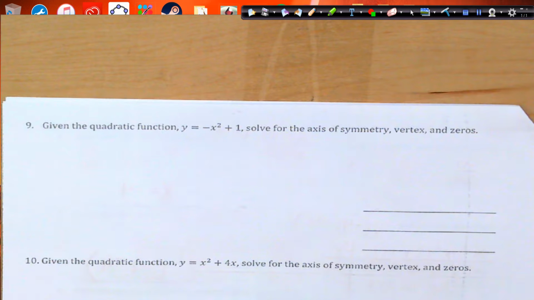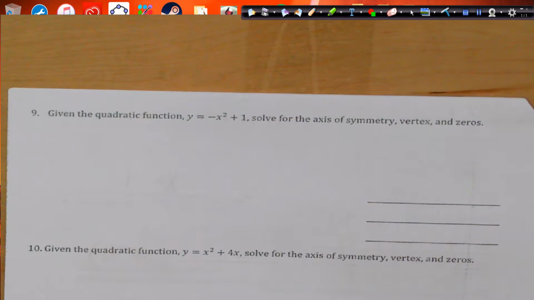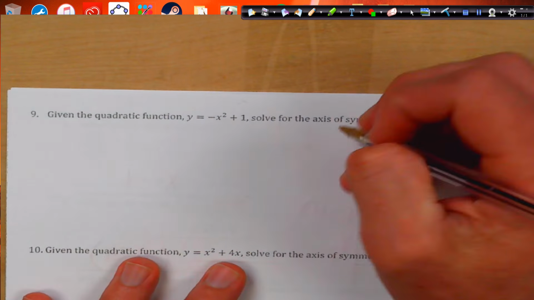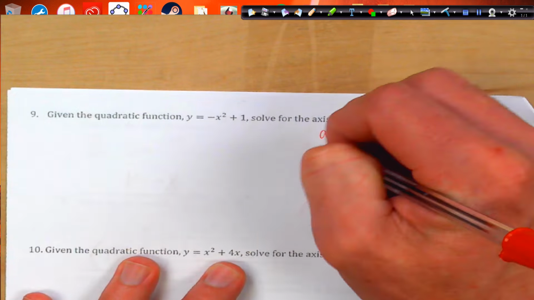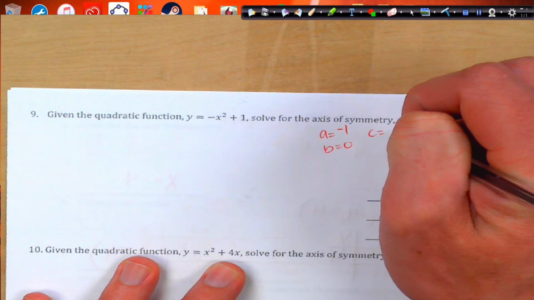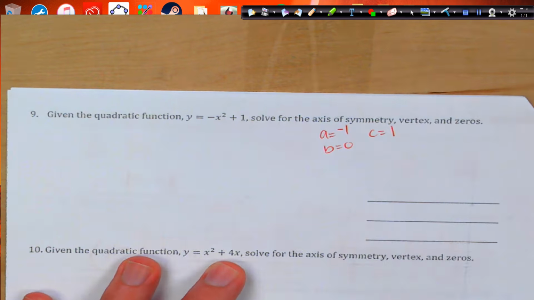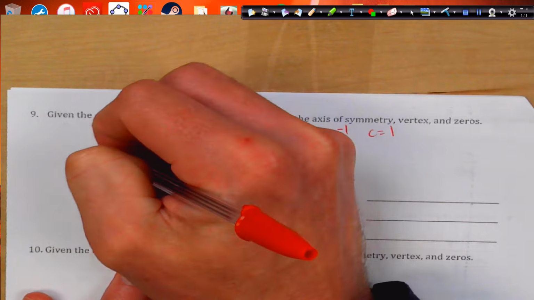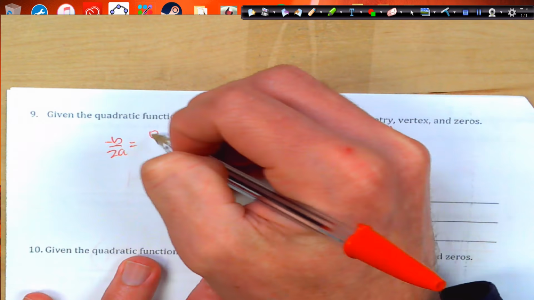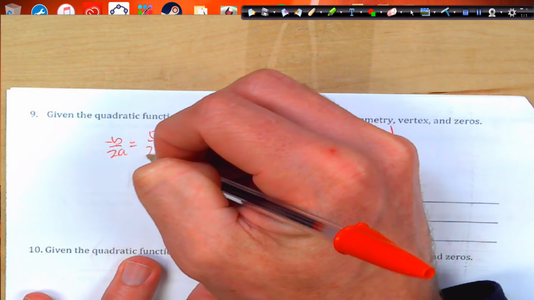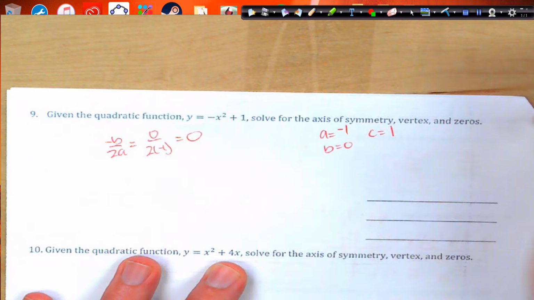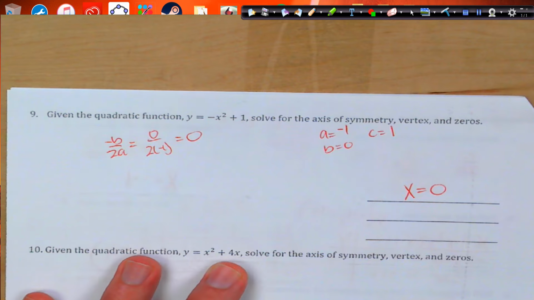Given the quadratic, solve for the axis of symmetry, the vertex, and the zeros. Okay. Again, my a value is -1, b value is 0, and c value is 1. So we have to do the -b over 2a. Well, that's going to be 0 over 2 times -1. Doesn't matter, it's 0. So my axis of symmetry is x equals 0.